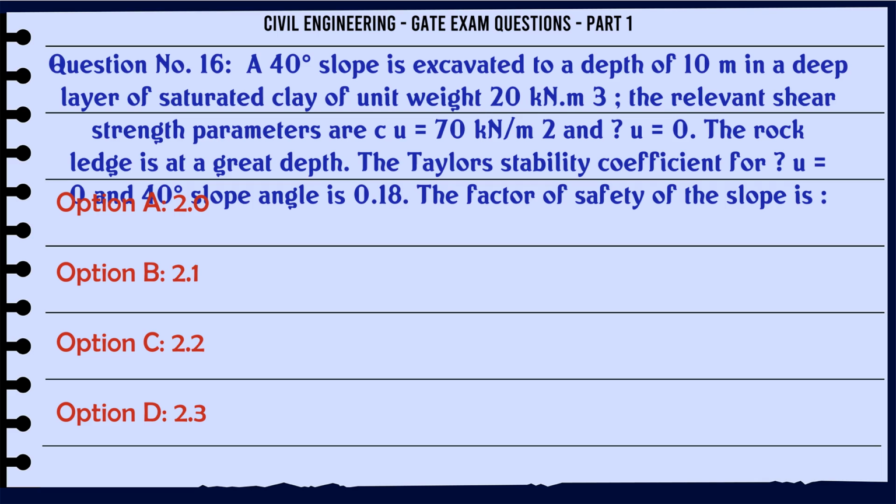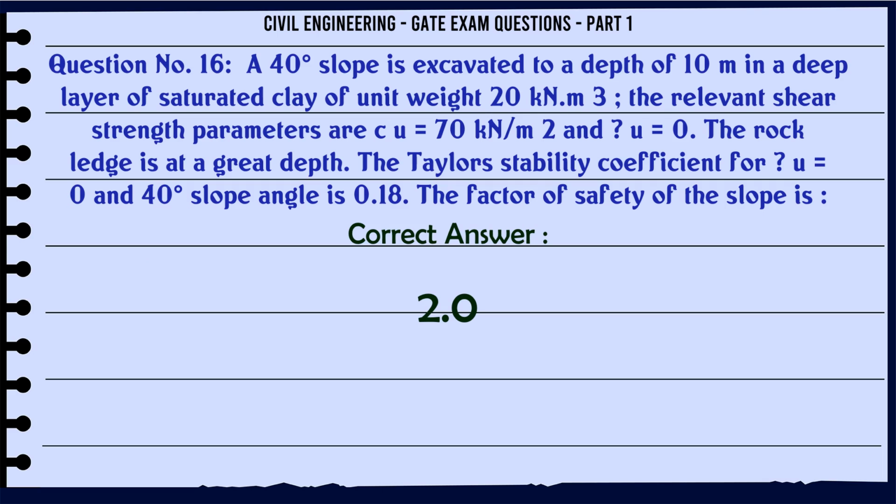The factor of safety of the slope is: A. 2.0, B. 2.1, C. 2.2, D. 2.3. The correct answer is 2.0.